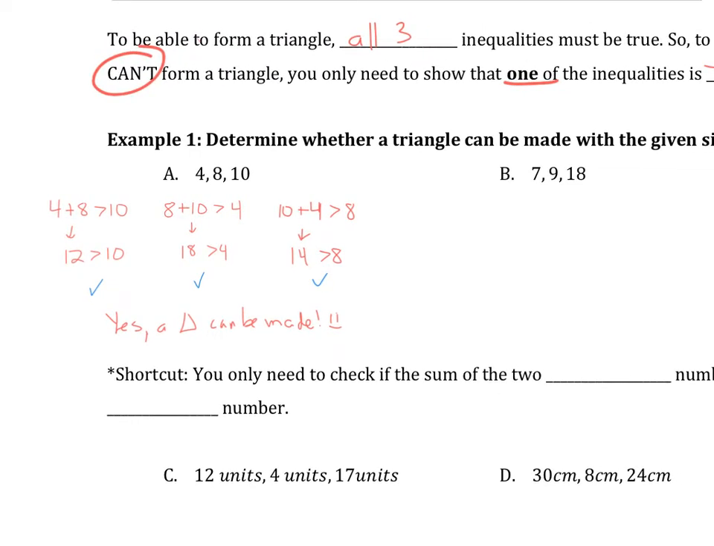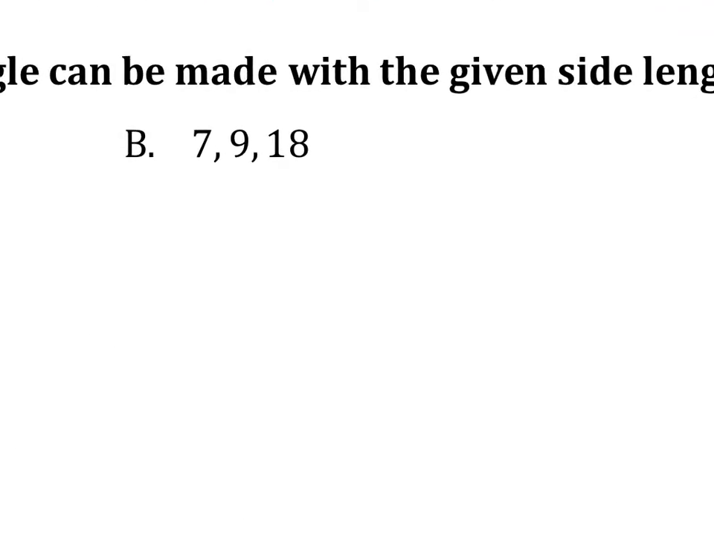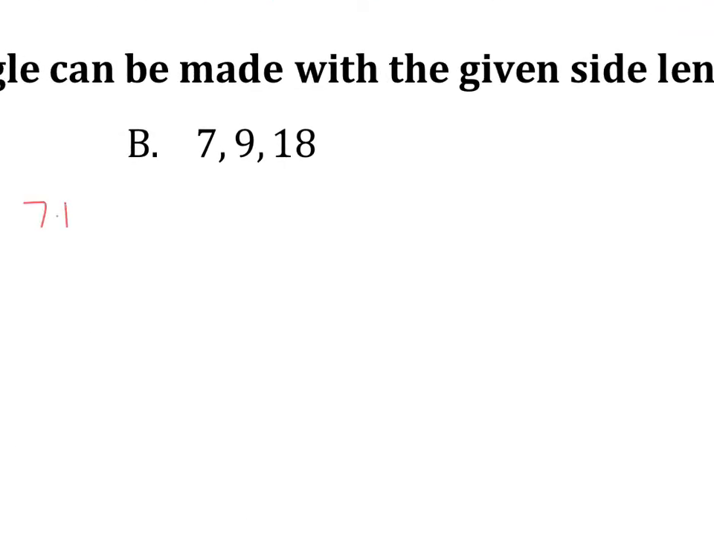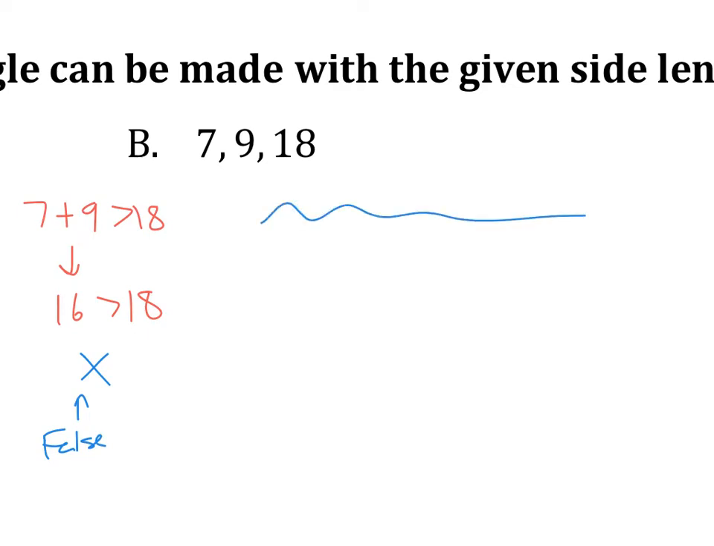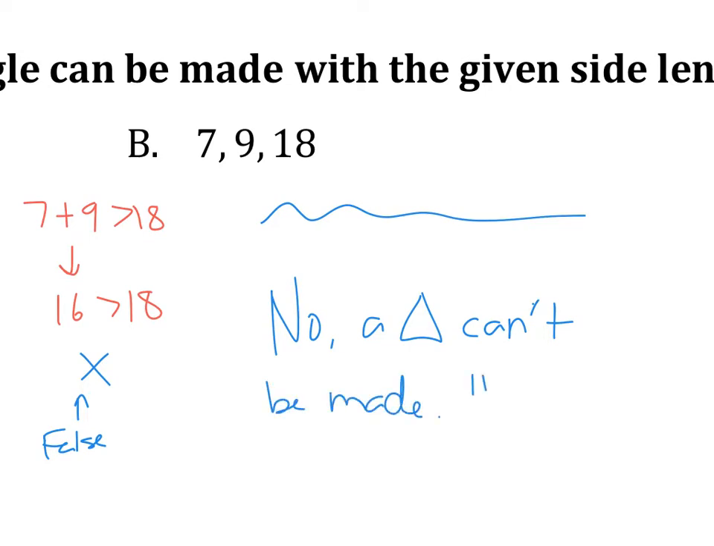So example B, again doing that same thing, checking all of our inequalities here. 7 plus 9 has to be bigger than 18. 7 plus 9 is 16, and is 16 bigger than 18? Hopefully you said no, that does not work. And so since I've proved that that one is false, we're done, right? It doesn't matter if I check the other two, because that one's already false. So all three of them aren't going to work because I have one that doesn't. So we can say no, a triangle can't be made. And we put a sad face because we're sad.